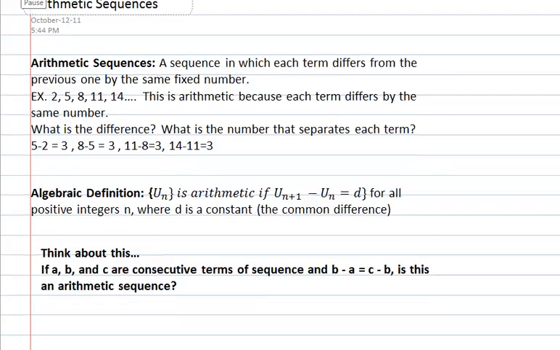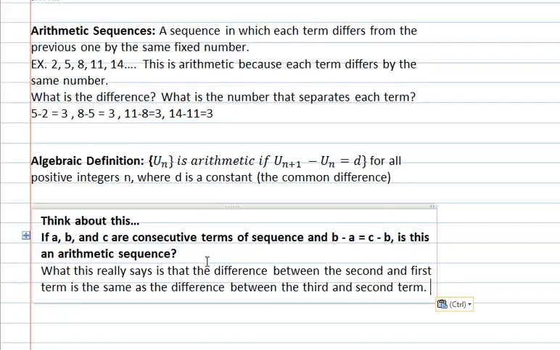Okay, to really solve it, you need to think about what this statement is actually saying. b minus a equals c minus b. What we're really saying is this, that the difference between the second and first term is actually the same as the difference between the third and second term, meaning that d is in fact a constant.